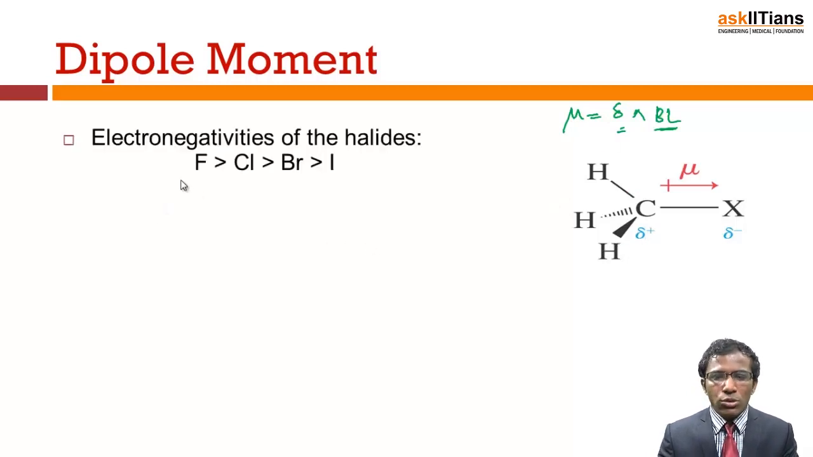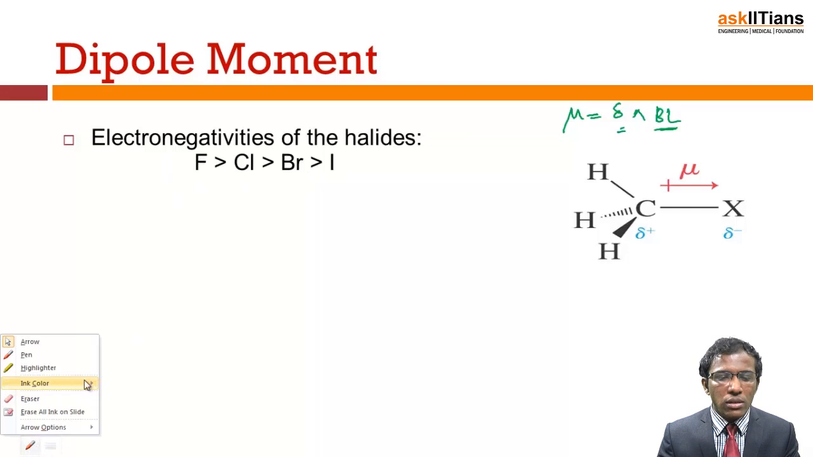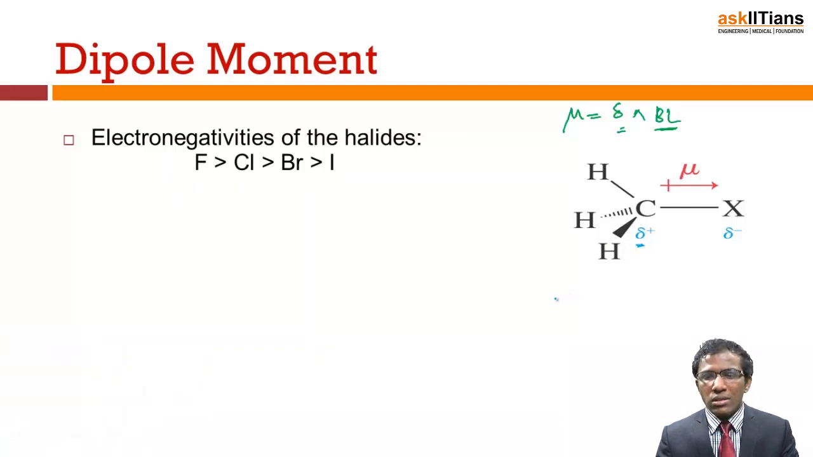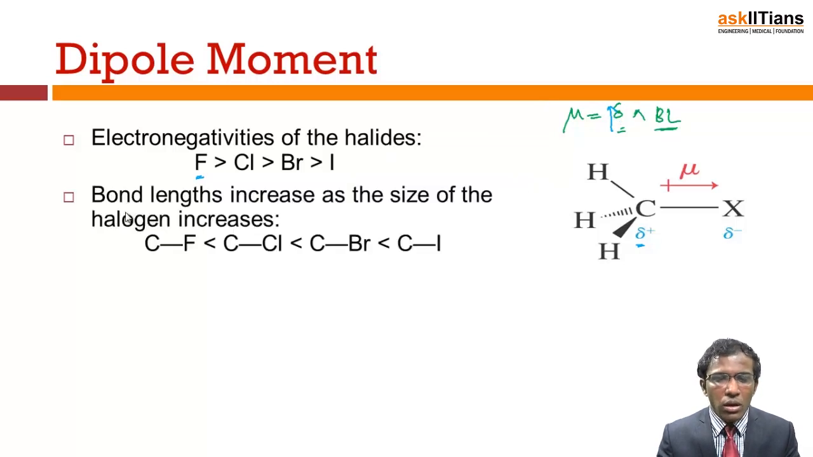If you see the electronegativities of the halogens, this is the order. Fluorine has the highest electronegativity, then chlorine, and the least is iodine. This delta is proportional to the electronegativity. If electronegativity is more, then obviously the delta will be more. So in case of fluorine, this delta is going to be highest, and in case of iodine, this delta is going to be least.